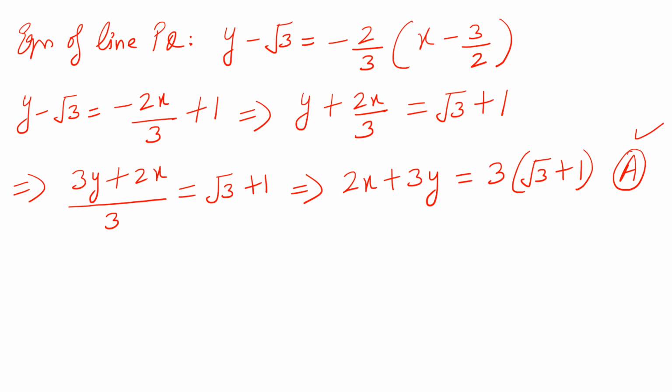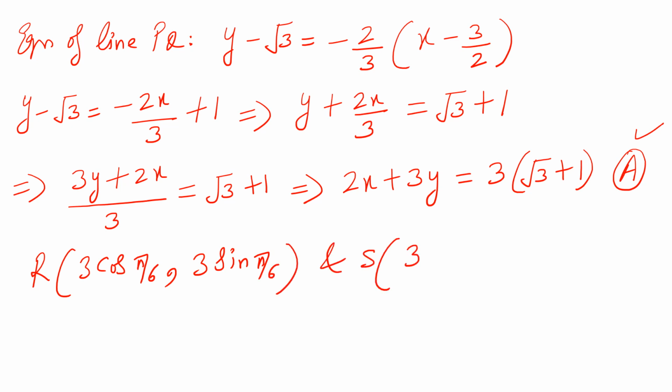Now students, to check the options C and D, we will have to find the coordinates of the points R and S. Now the coordinates of points R and S are given by a cos theta, comma a sin theta, where a is equal to 3 for both the points and theta is equal to pi by 6 for the point R and theta is equal to pi by 3 for the point S. So that means the coordinates of the point R are 3 cos pi by 6, comma 3 sin pi by 6, and the coordinates of the point S are 3 cos pi by 3, comma 3 sin pi by 3.